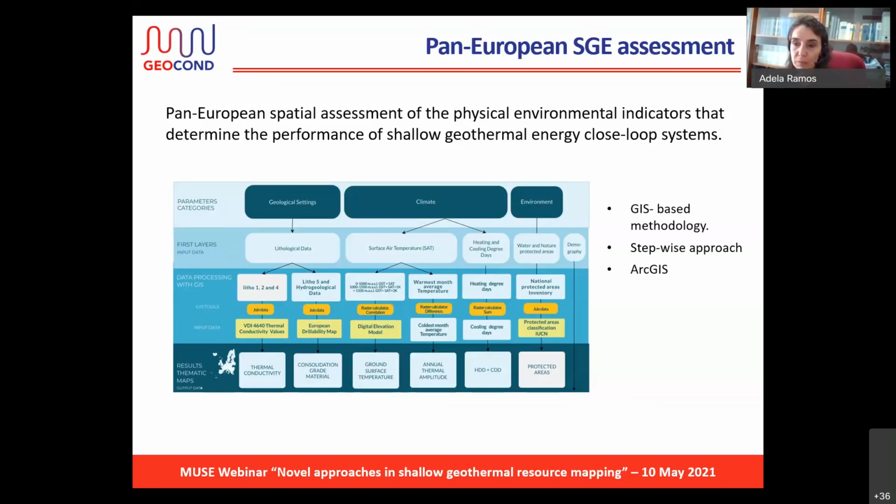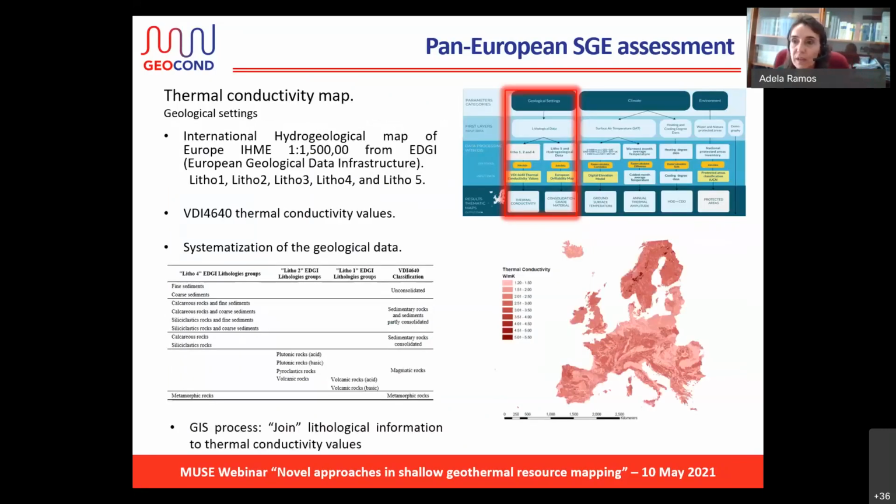The third step comprises the data processing in GIS and the possible extra information that was used for every map. And finally, the fourth step includes the outputted maps. So let's have a look at the maps. Within the geological setting-based indicators, we have the thermal conductivity and the consolidation rate material.